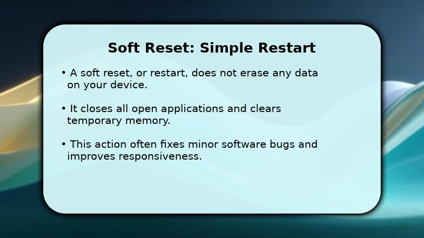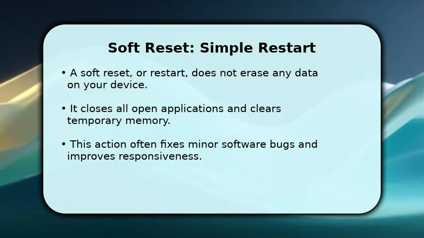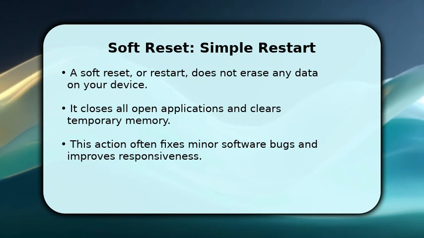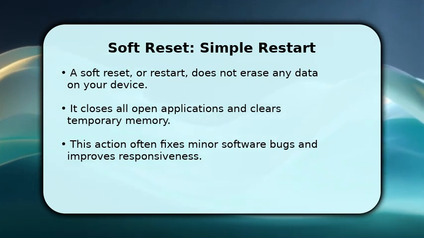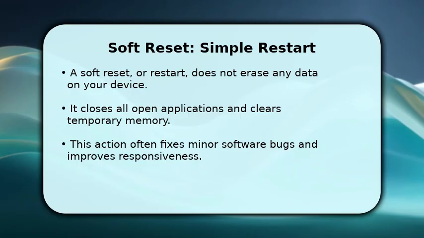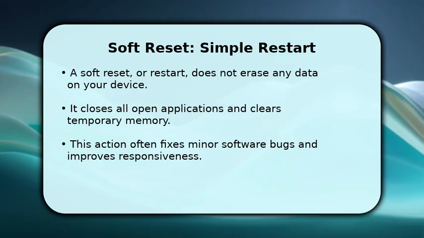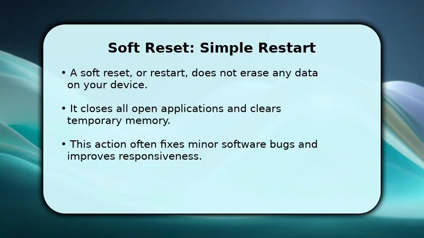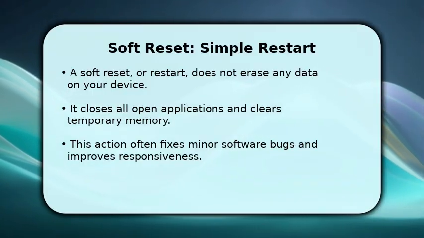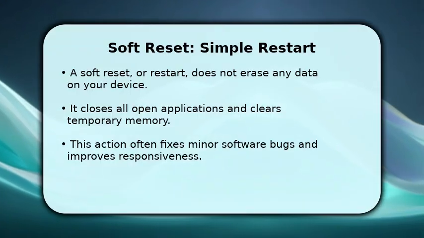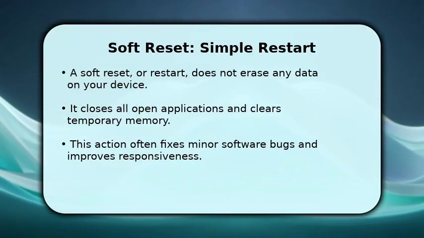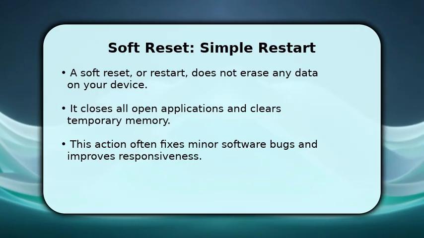A soft reset is the least invasive option, essentially just turning your iPhone off and then back on again. This process clears your device's temporary memory and closes all running applications, often resolving minor glitches like unresponsive apps or slow performance. Importantly, a soft reset will not delete any of your personal data, photos, or settings, making it a safe first step for troubleshooting.